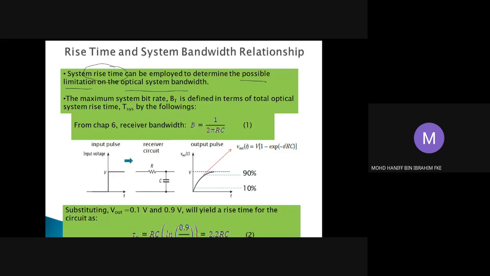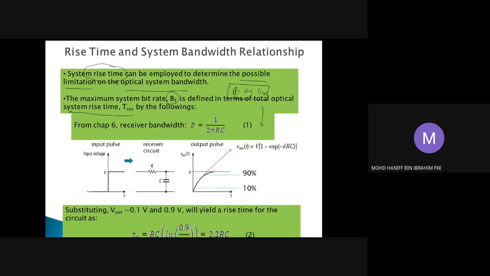So basically the maximum system bit rate. The bit rate, BT, is defined in terms of the total optical system rise time. So we can find the bit rate with the TCs, which is the total system rise time. We're going to find out the relationship between the bit rate of the system and the system rise time later on. This is what we have learned in chapter 6, the flow of getting the relationship between the bit rate and the system rise time.